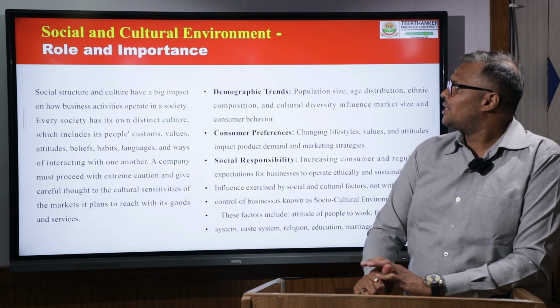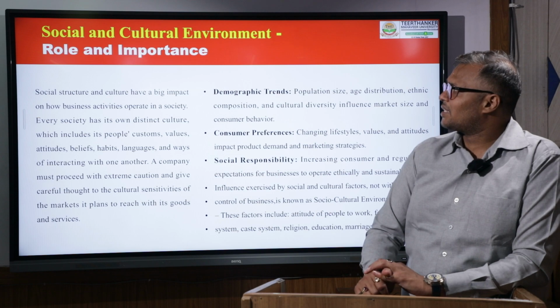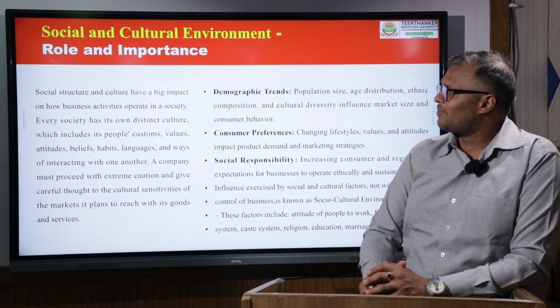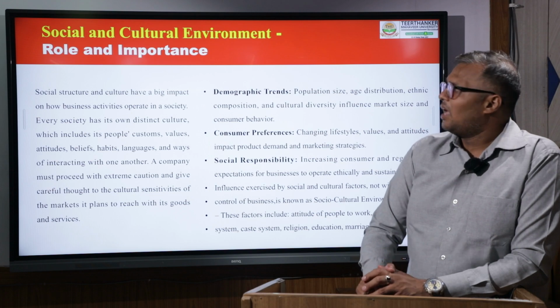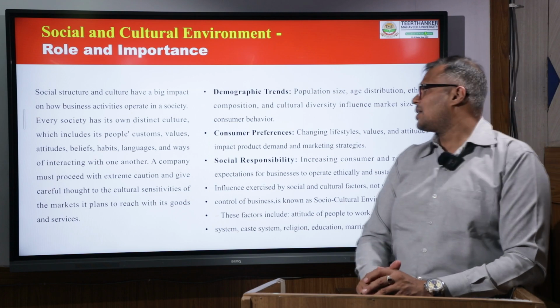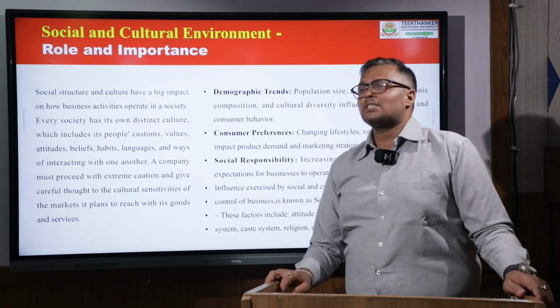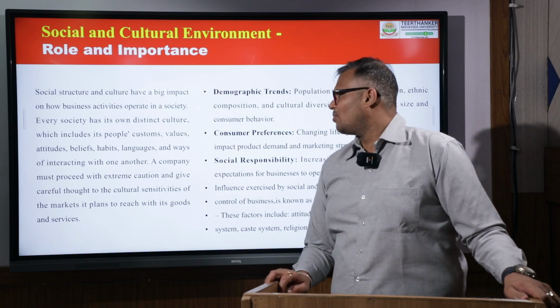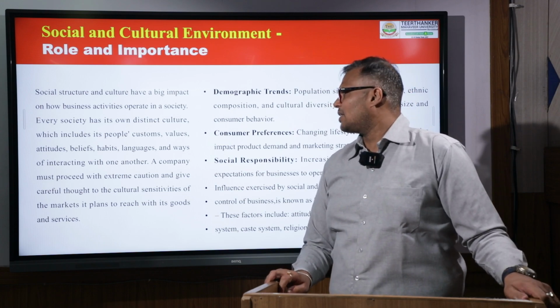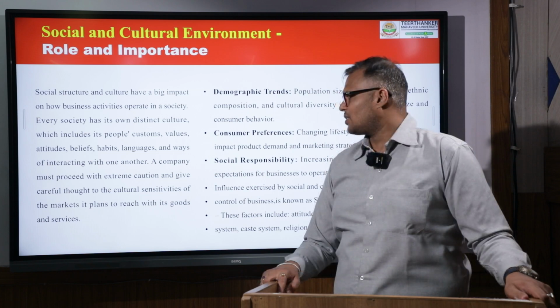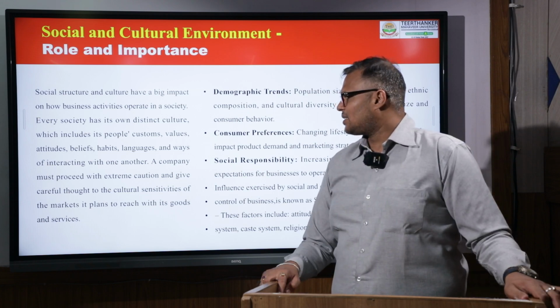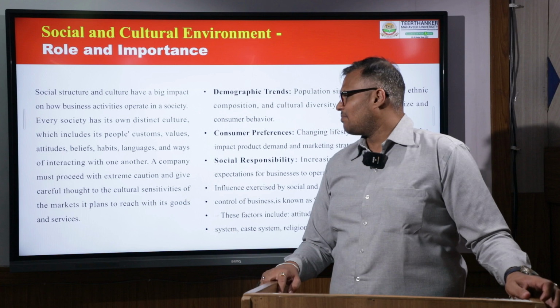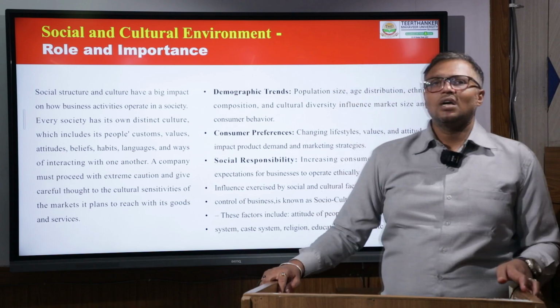Now, the role of the social and the cultural environment has a very big impact because it shows how the business activities operate in society. Every society has its own distinct culture, which is called its people culture. Also, that culture represents the attitudes, beliefs, habits, languages, and the way they are involved in the culture. And if there are any culturally sensitive things in the market, then they need to focus on delivering them.